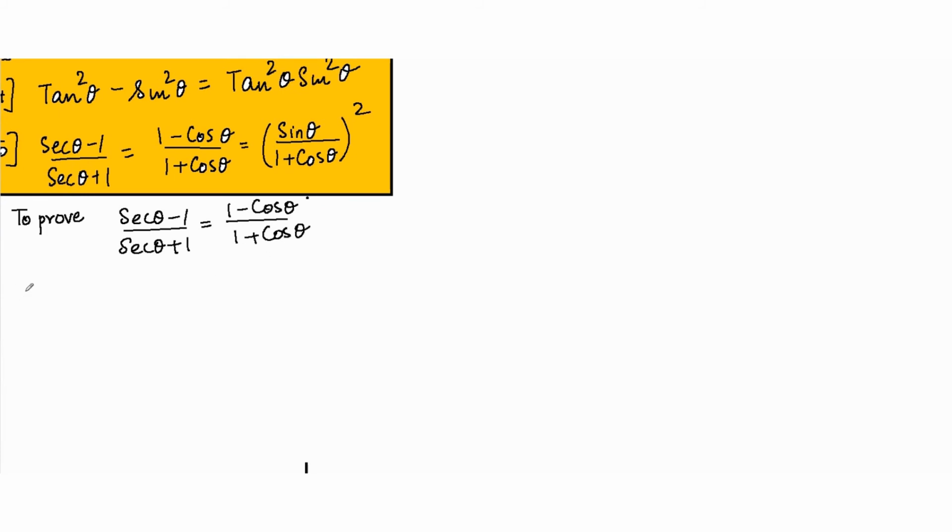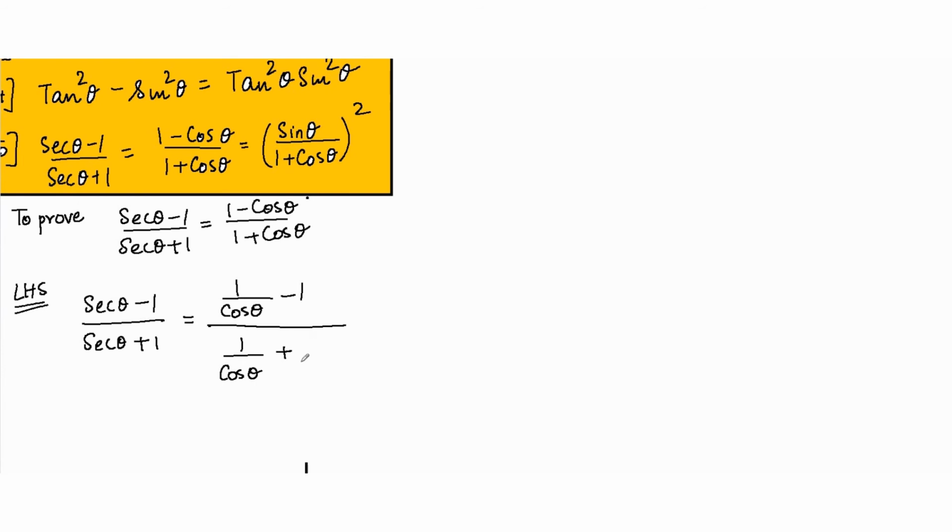So let me start with the left hand side. I notice that in my left hand side I have sec, which can be expressed in terms of cos, and the right hand side actually has only cos terms. So I guess a good technique to be used would be to convert sec to cos. So sec theta can be written as 1 by cos theta, minus 1, divided by sec theta is 1 by cos theta, plus 1.